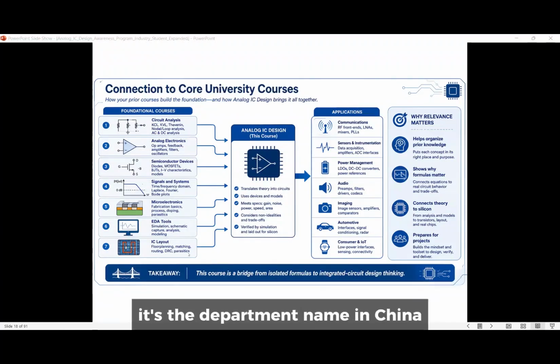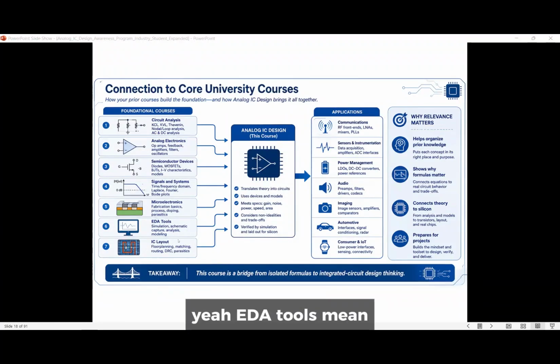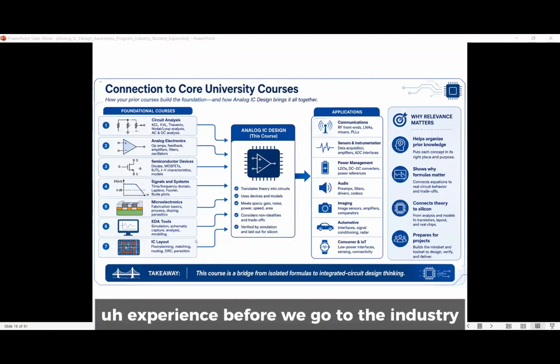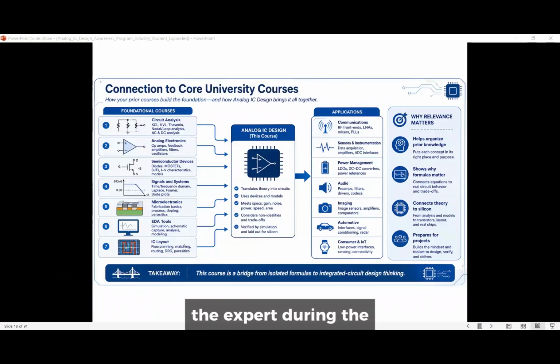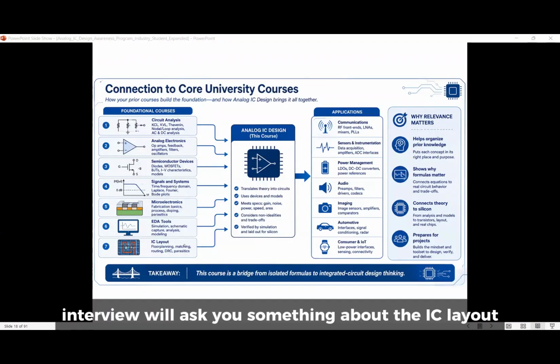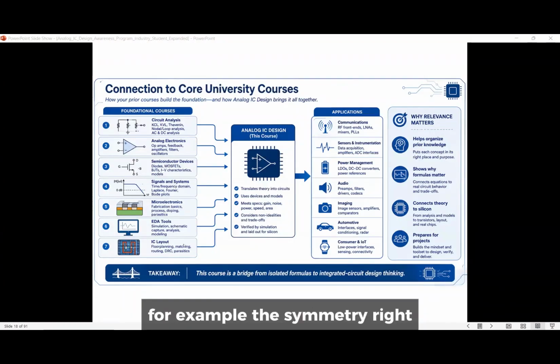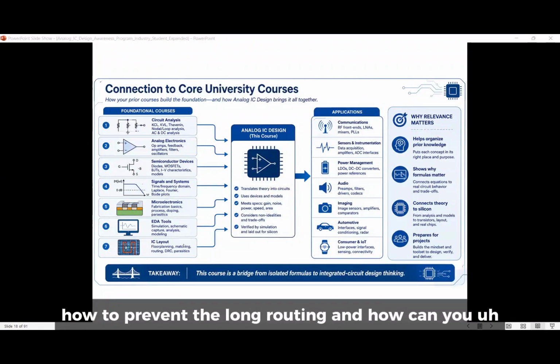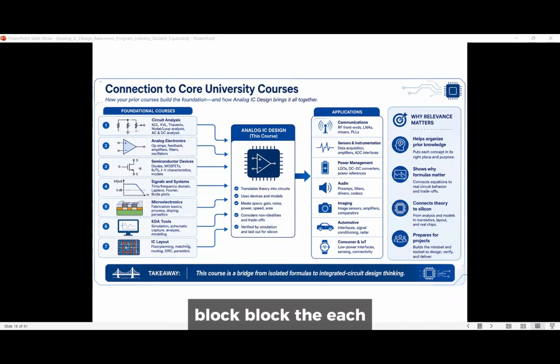Microelectronics is the department name in China. EDA tools mean simulation and IC layout. We have to gain some layout experience before we go into industry. The expert during the interview will ask you about IC layout, for example, the symmetry. How to do the symmetry, how to prevent long routing, and how to block each circuit block.